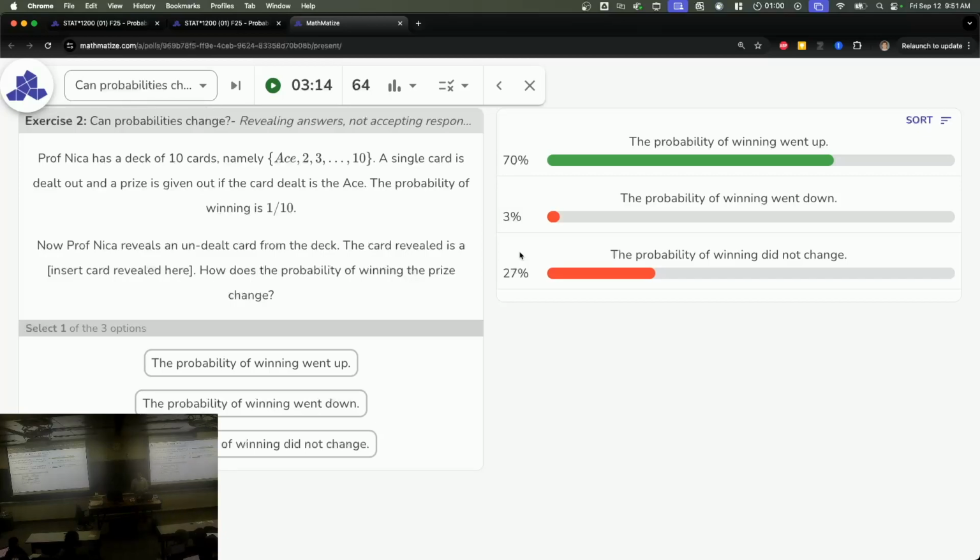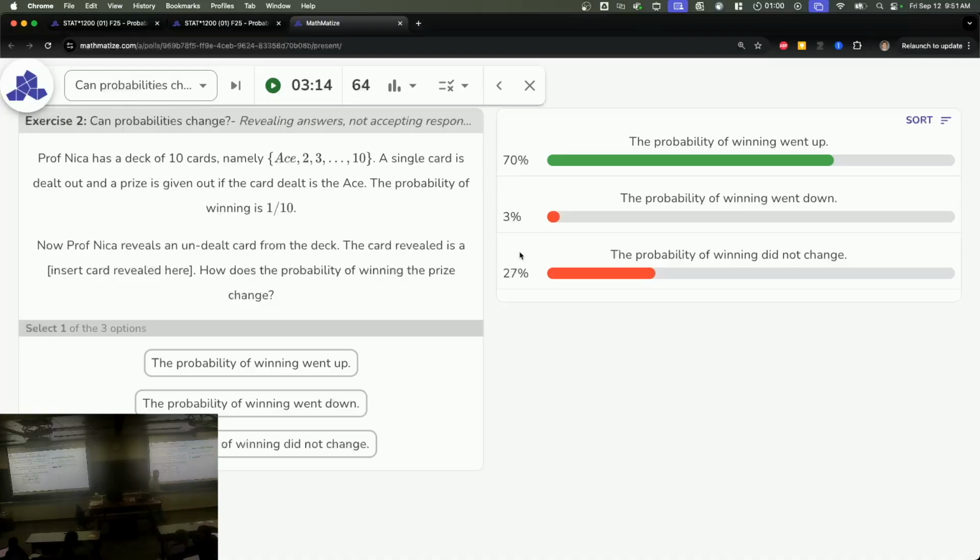And I think this is the hardest part about this problem: understanding that when you have new information, the probabilities can change. Probability depends on the information you have. When you get new information, you get new probabilities. Does anyone want to say why they thought it went up?